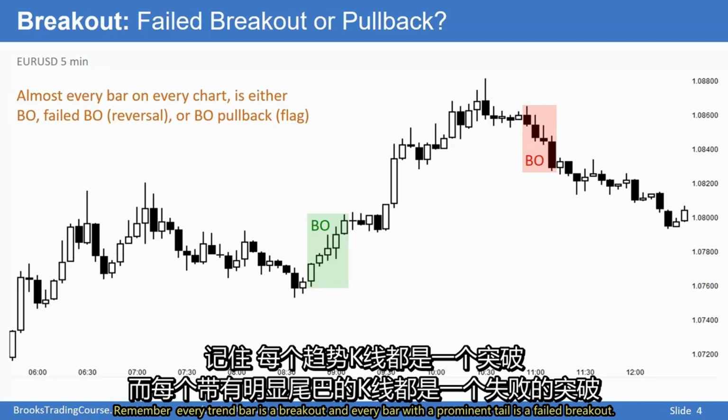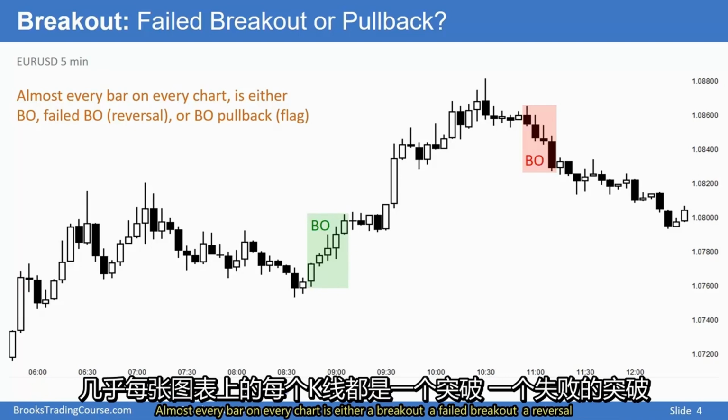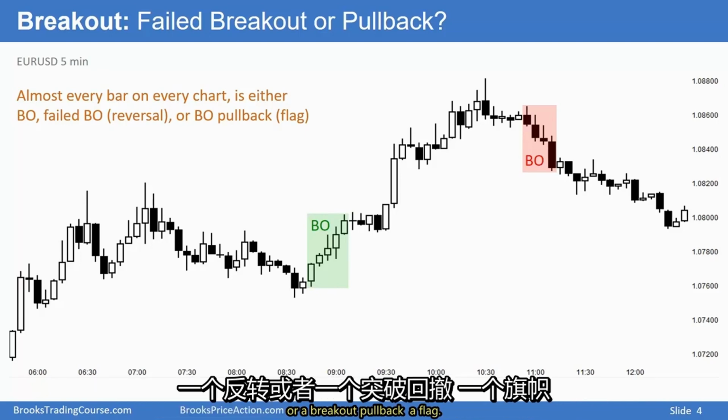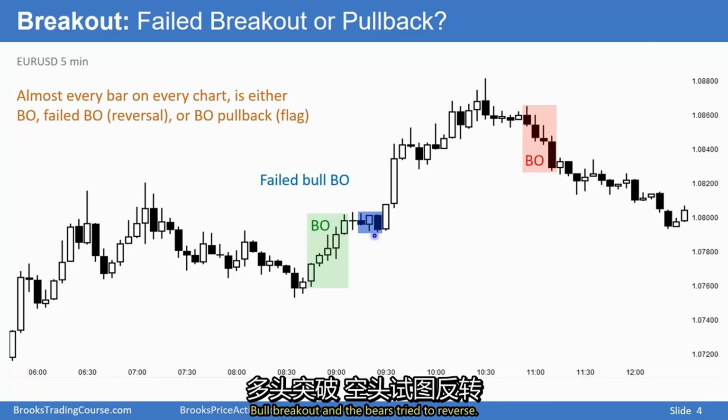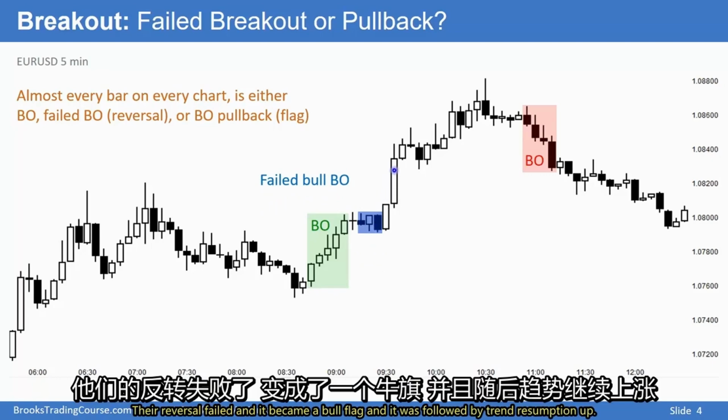Remember, every trend bar is a breakout, and every bar with a prominent tail is a failed breakout. Almost every bar on every chart is either a breakout, a failed breakout, a reversal, or a breakout pullback, a flag. Bull breakout, and the bears tried to reverse. Their reversal failed, and it became a bull flag, and it was followed by trend resumption up.